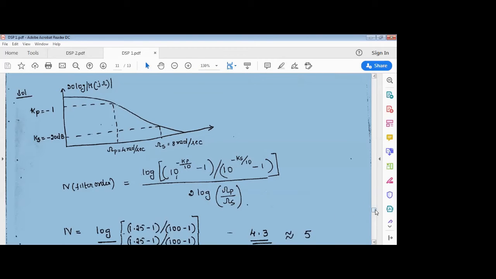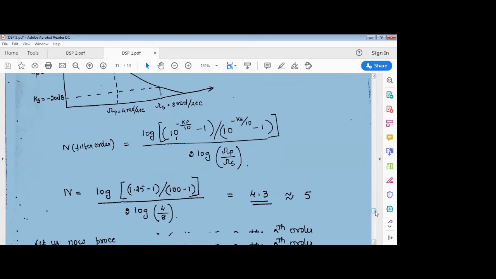Using this formula and substituting the values of Kp, Ks, omega p and omega s, the order of the filter we get is 4.3, after substituting everything and using the calculator. Normally, if we get a decimal value like 4.3, we round up to the next higher value. So 4.3 is rounded up to 5. If you get 4.1 or 4.9, it is still rounded up to the next larger value, 5.